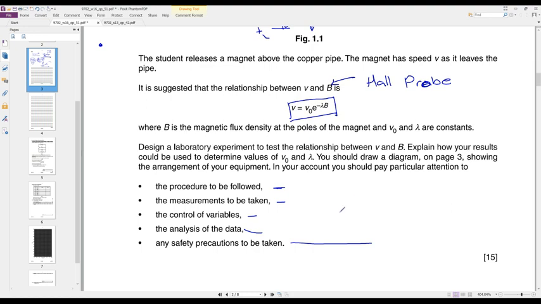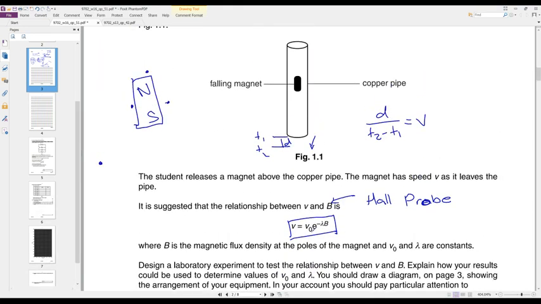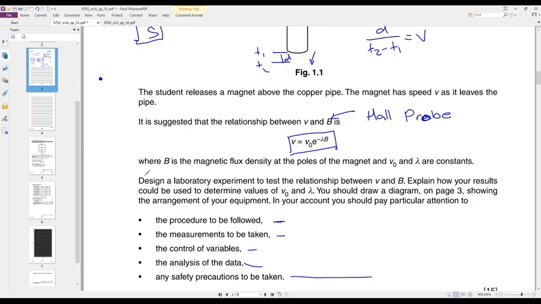Now, this is always popular with school syllabi because everyone in government is obsessed with making sure that they teach school kids how to not kill themselves when they do experiments. Because it's generally bad press when students accidentally chop limbs off and things.